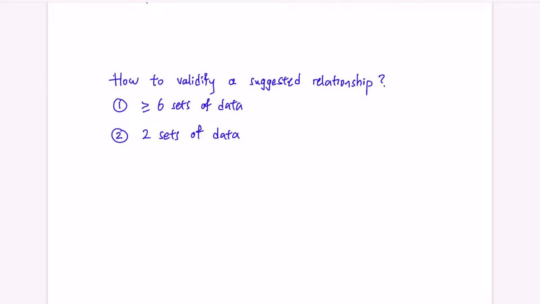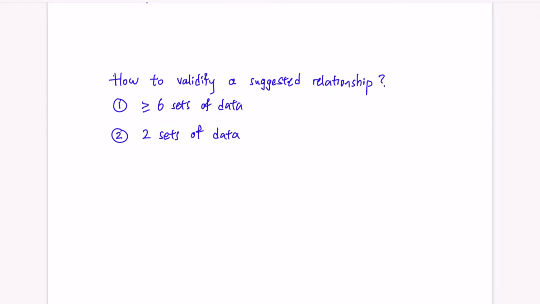Hello, in the practical exam papers, we are often asked to validify a suggested relationship. These kinds of questions actually come in two different formats. In the first format, you'll be asked to collect at least 6 sets of data. You're going to plot a graph using these 6 sets of data, and from the graph, you validify the relationship.